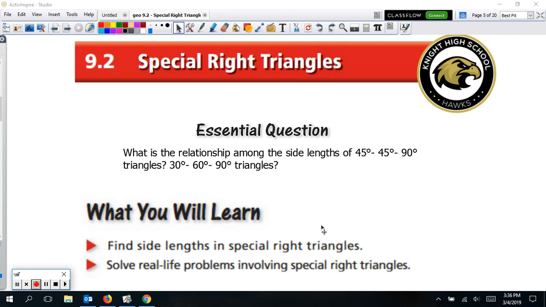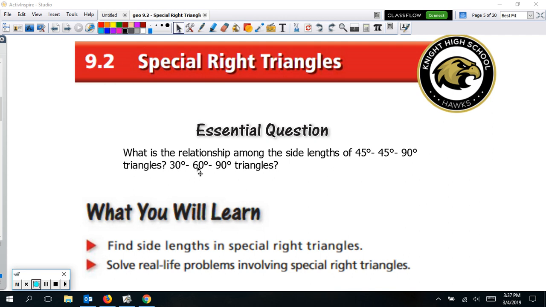Hey guys, so here we are with our 9.2 lesson on special right triangles, and there are two of them, as you can see here in the essential question part: 45, 45, and 90. So here's your 90-degree angle in that one. The other two angles in the right triangle would both be 45s. And then there's this other one, it's a 30, 60, and 90. So there's your 90-degree, and then the other two angles, one's a 30 and one's a 60.